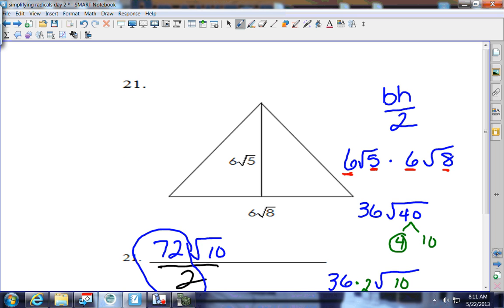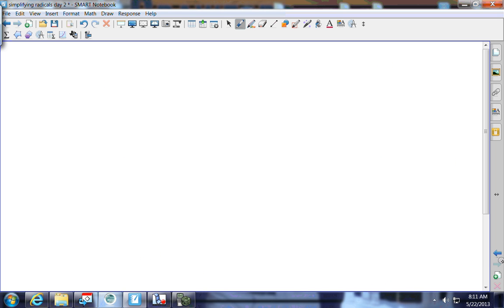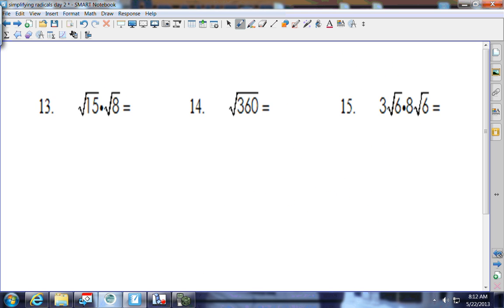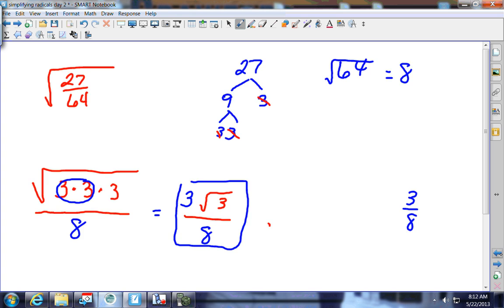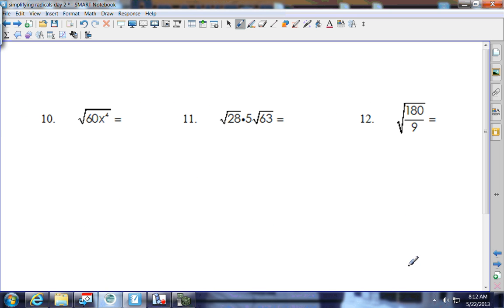Okay, so let's go back to where we left off in the problems. Oh, which way am I going? What's going on? All right. Number 10. Actually, let's do number 12 since I screwed up that one so well.